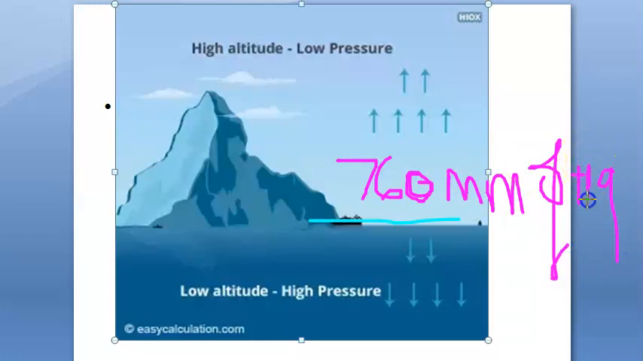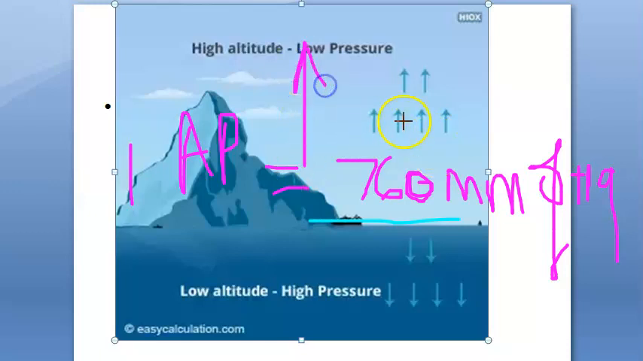It is pressure of mercury, 760 millimeter of mercury. It is called 1 atmospheric pressure. This is called what? 1 atmospheric pressure. It is 760 millimeter of mercury. It falls, that means it becomes less as the altitude increases. So as the altitude increases, the pressure decreases.